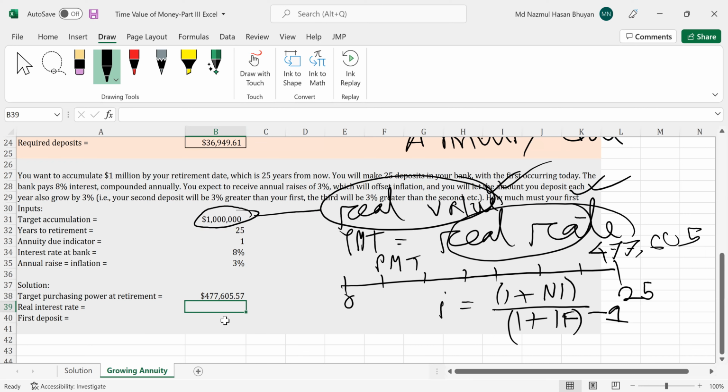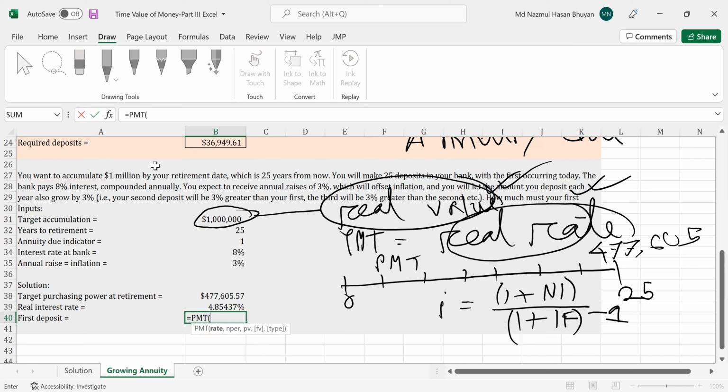So let us start. Equal to 1 plus your nominal rate 8% divided by 1 plus your inflation rate, minus 1. So the real interest rate is 4.85%. Now let us calculate the PMT.